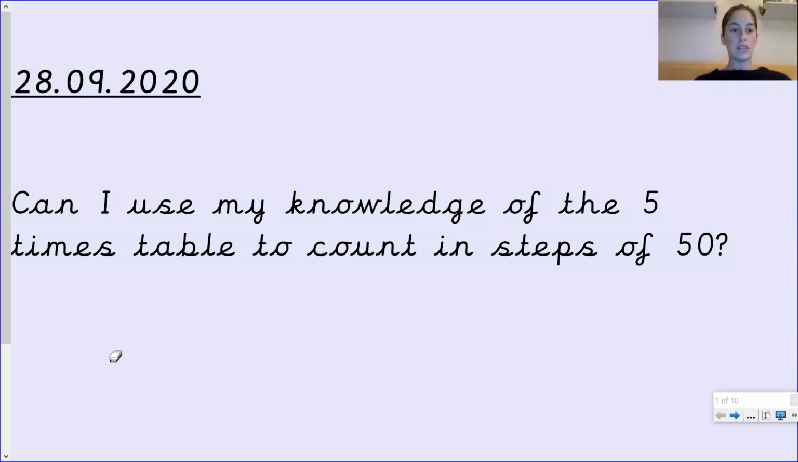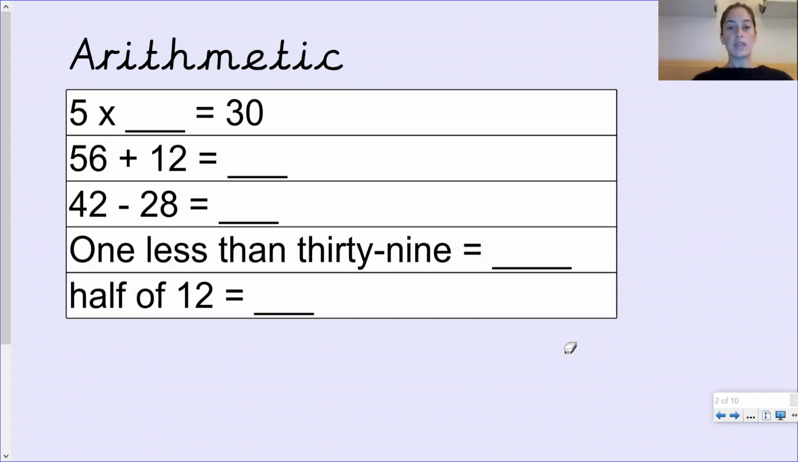Today's learning objective is, can I use my knowledge of the 5 times table to count in steps of 50? Before we start the lesson, you need to do your arithmetic test. So here are your questions. Pause the video and use any method that you would like that would help you answer these questions. You can use a written method or a pictorial method if that helps you. And once you've answered all the questions, play the video when you're ready to see the answers.